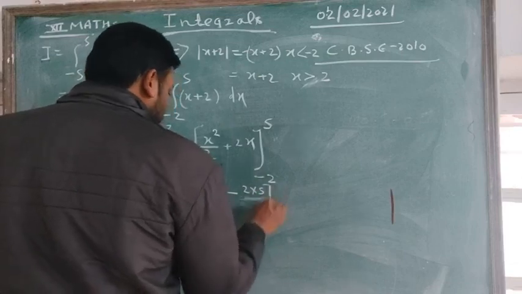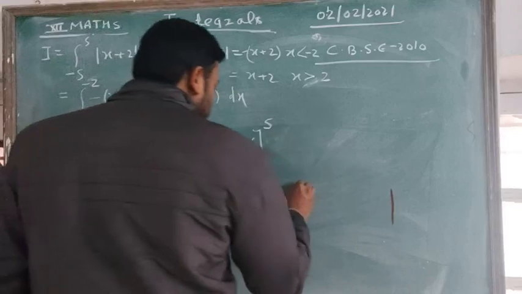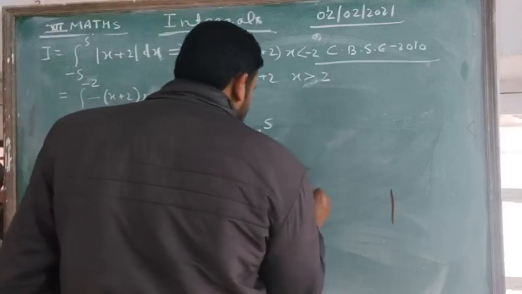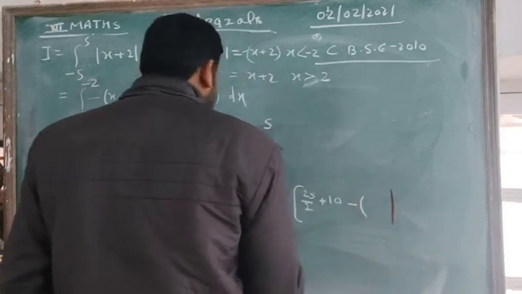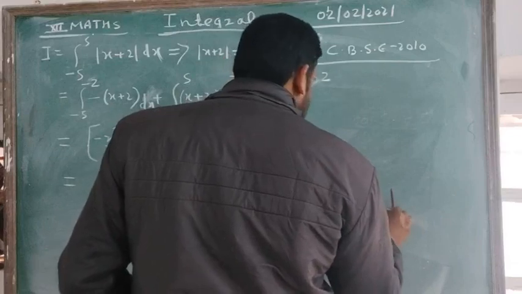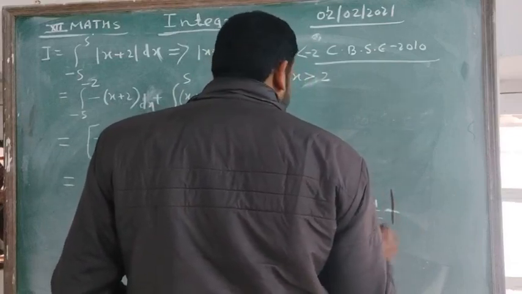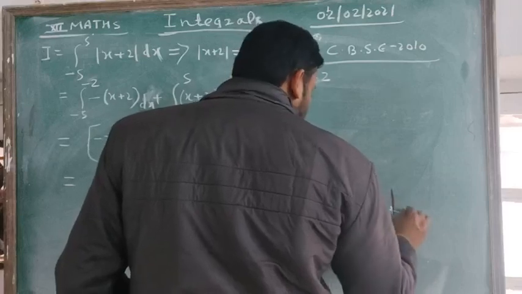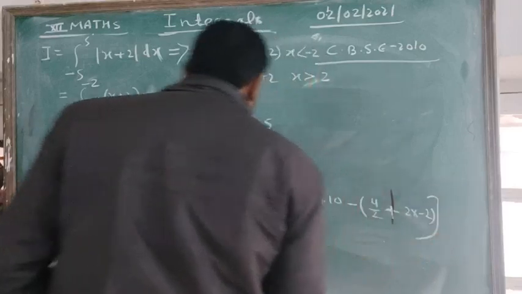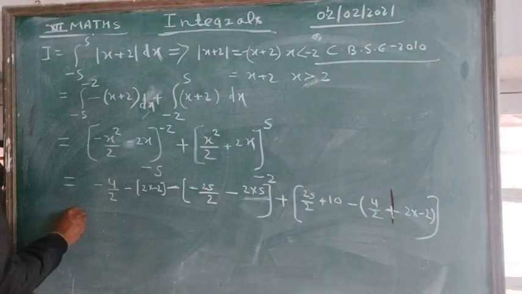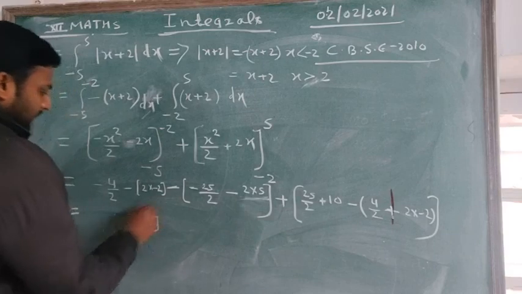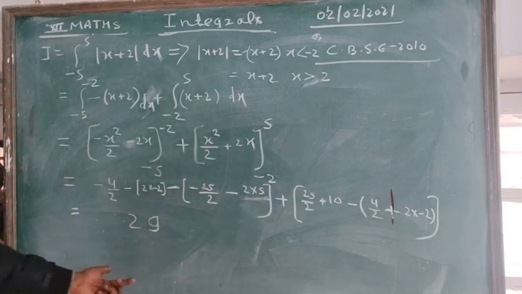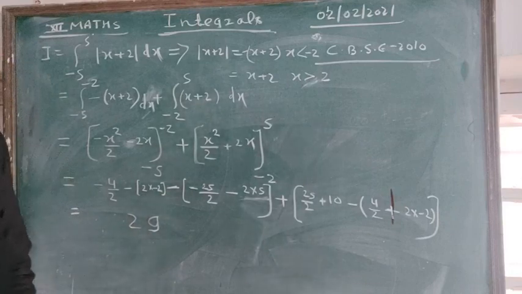Okay, students, and this part is when we are putting limit 5 square by 2 plus 10, and minus 4 by 2 and minus 2 into minus 2. Now we will further solve it, and when we solve it, we get the result 29. Okay, students, I hope you understand.